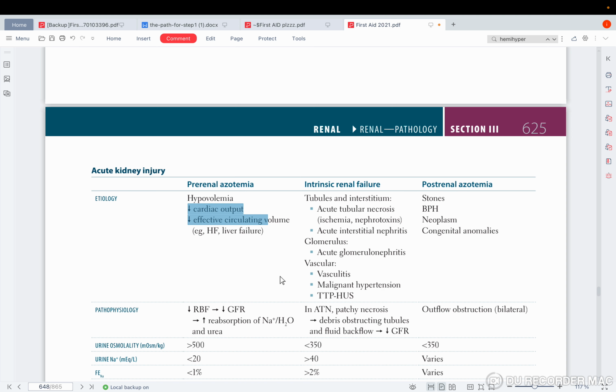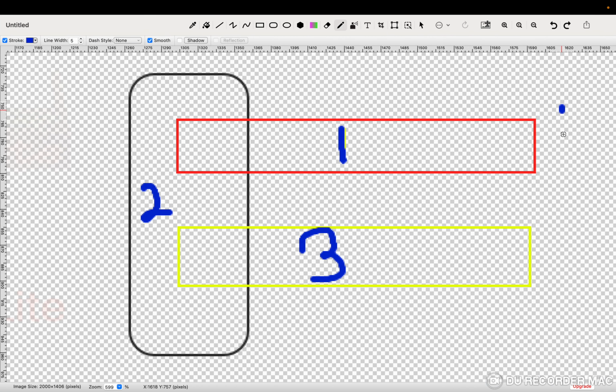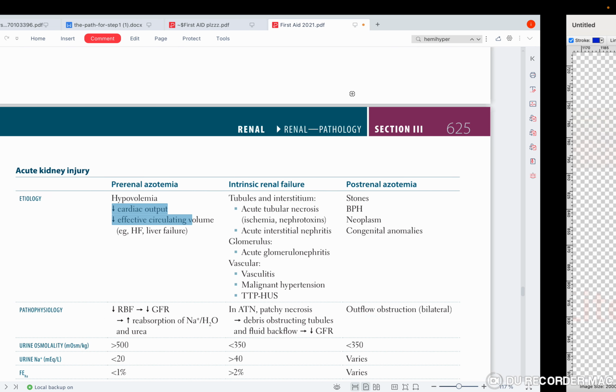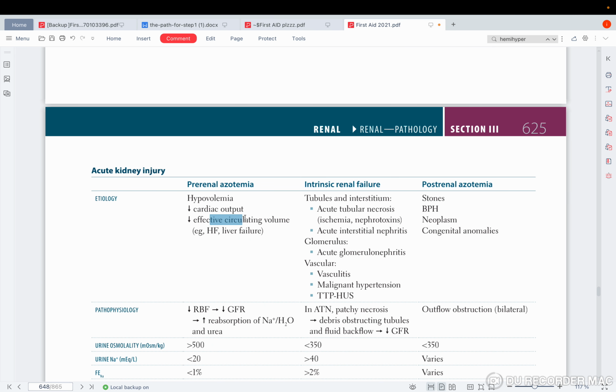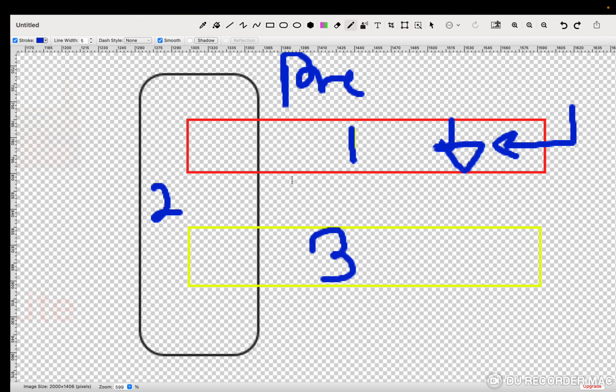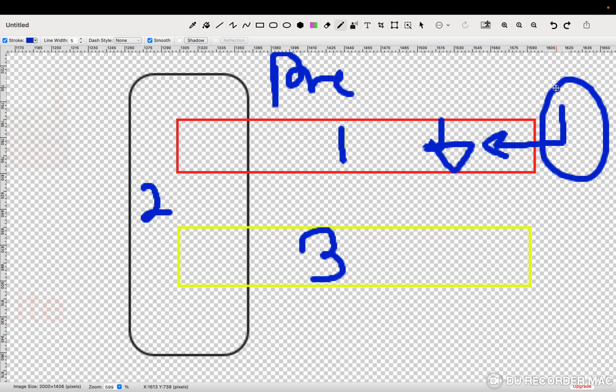Exactly, it's activated. Why? Less perfusion to the kidney. So if you have less perfusion to the kidney, that means you will have a pre-renal azotemia. Again, decreased effective circulating volume, like in case of heart failure or liver failure. Well, heart failure, we get it. Why do we have less effective circulating volume? Because the heart is unable to pump the blood forward.